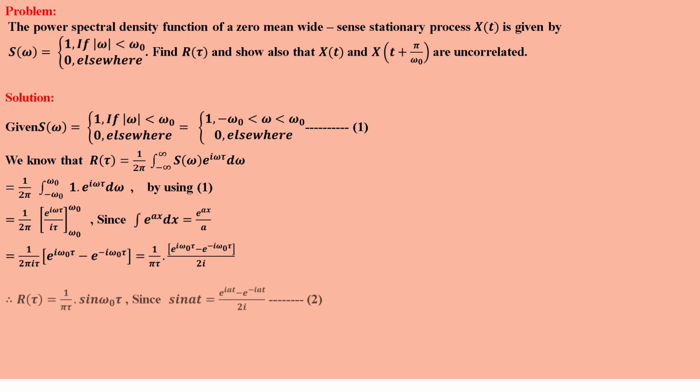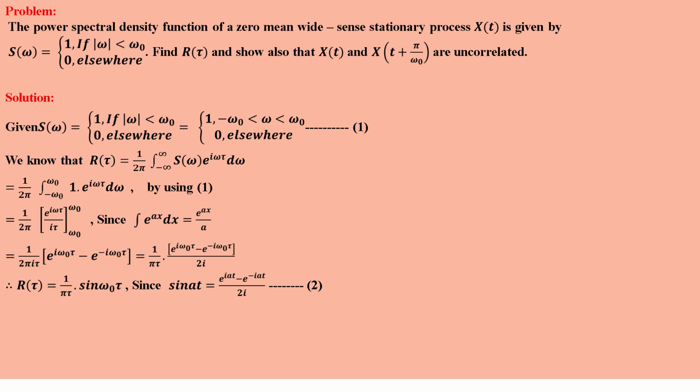So you will get sin(ω0τ), because we know the formula for sine in terms of exponential function: sin(at) is equal to (e^(iat) minus e^(-iat))/2i, right? That is equation number 2. R(τ) is equal to 1/(πτ) sin(ω0τ), that is equation 2.